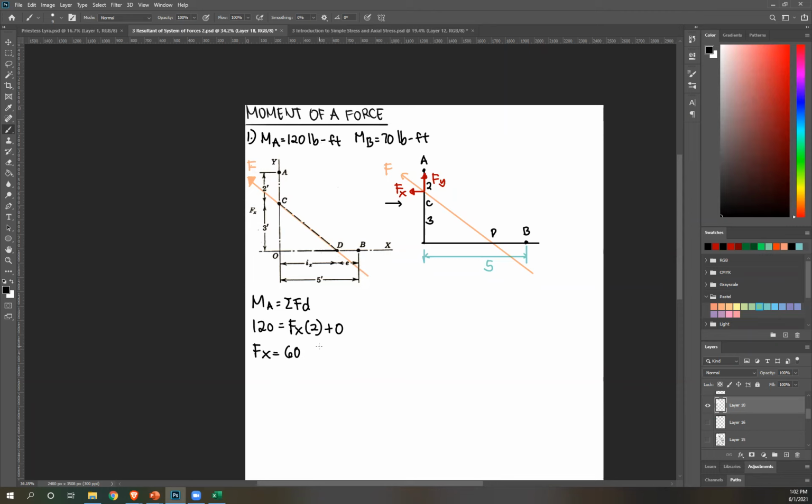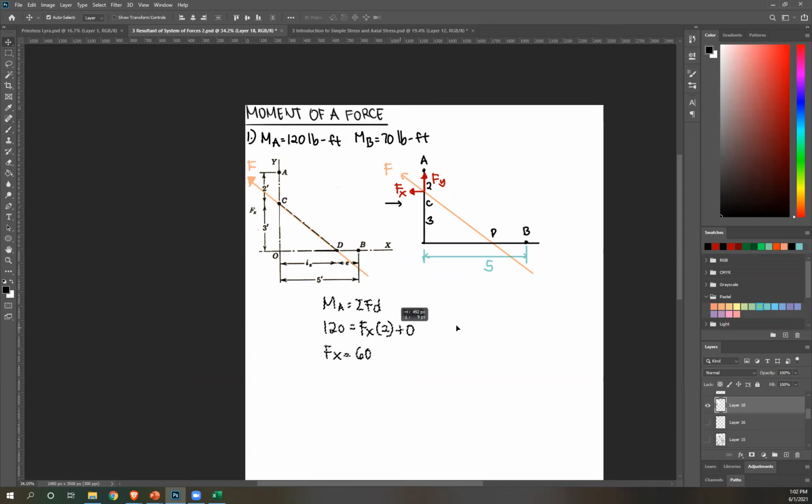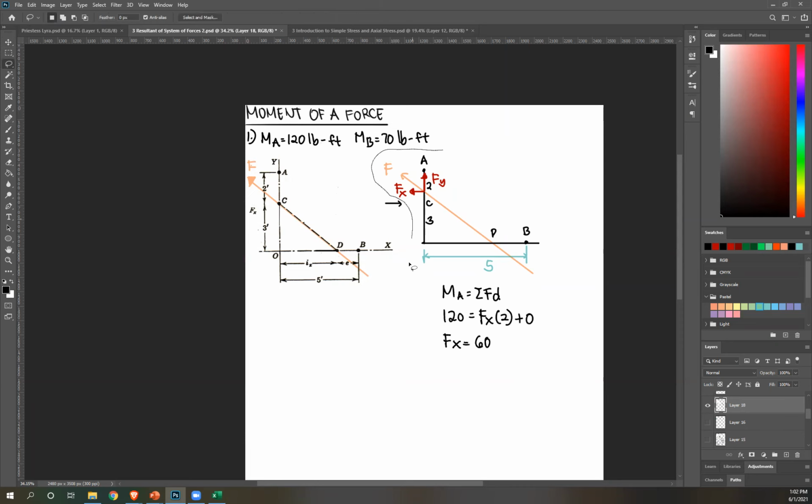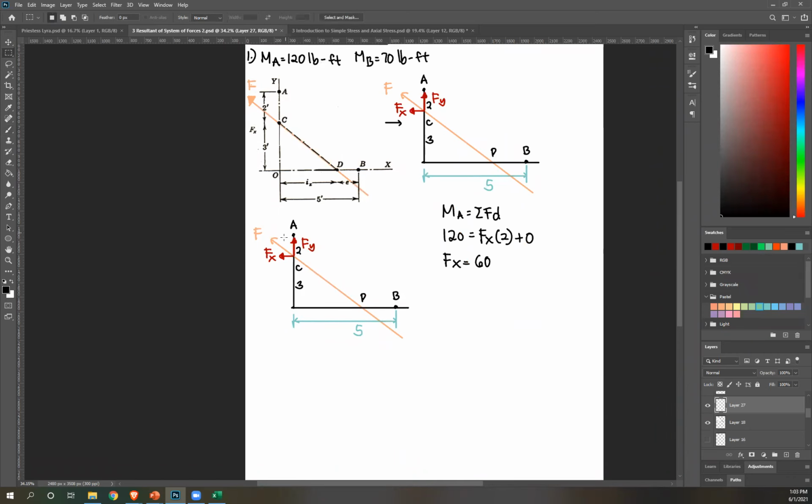Next, let's do the same thing and use FB, MB, moment FB. So I'm gonna copy this just to make things clearer. Now to solve for MB, instead of taking moment about point C, sorry, instead of putting our components at C, we'll put it at a different point.